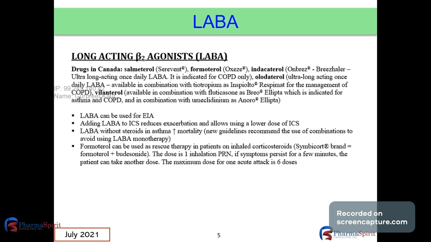So that's why, if you still remember, in step 3 of the steps of managing asthma, we combine inhaled corticosteroid with LABA, and we said that we may not use LABA and use a leukotriene receptor antagonist, but leukotriene receptor antagonist is less effective than LABA. Formoterol can be used as rescue therapy in patients on inhaled corticosteroid. So Symbicort, the brand name, formoterol plus budesonide, and the dose is 1 inhalation PRN. Of course, according to the new guidelines that we spent significant time discussing, this is becoming the reliever of first choice, the use of inhaled corticosteroid plus formoterol.